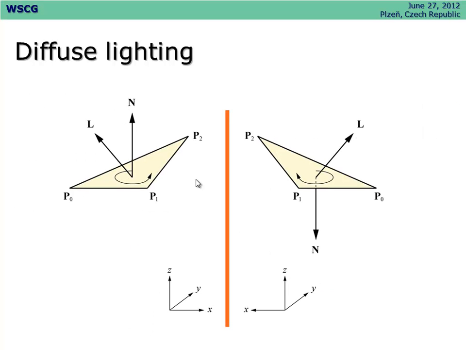And here's just a quick illustration. Suppose, again, that the orange line in the middle here is a mirror, and we've got a triangle with vertices p0, p1, p2.